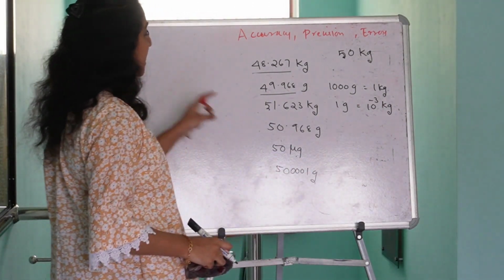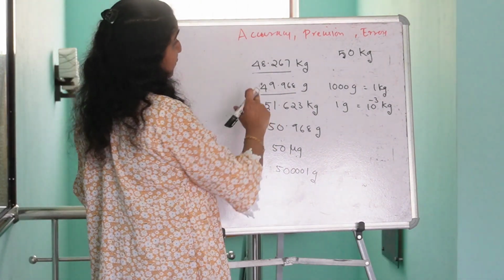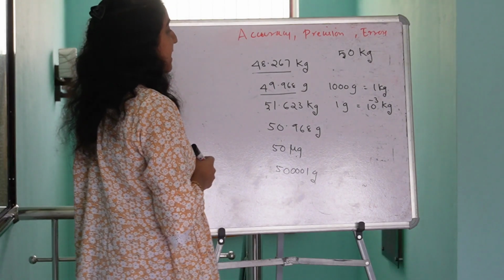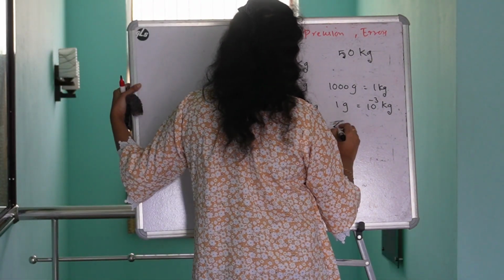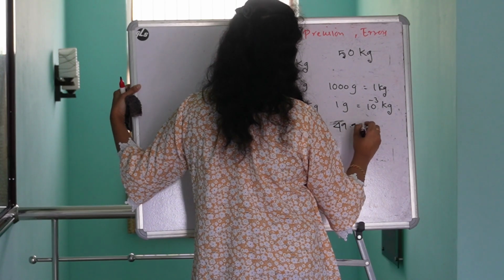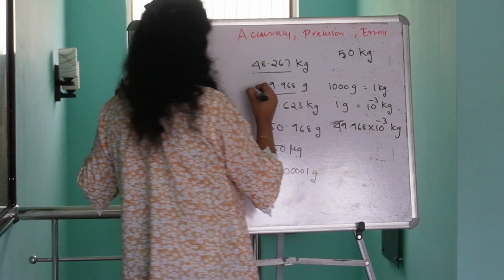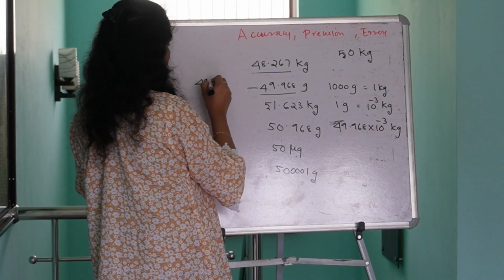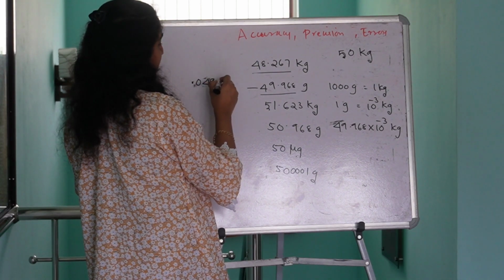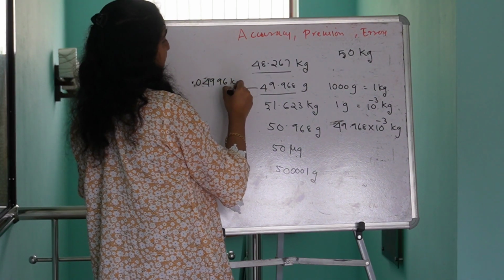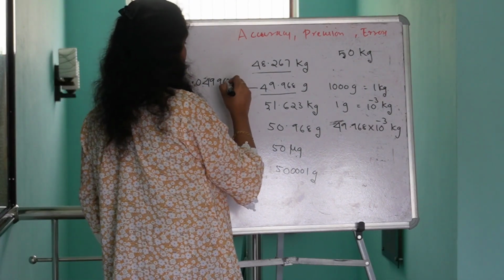So here I have to find what 49.968 gram is in kilogram. I simply multiply 49.968 into 10 power minus 3 kilograms. This value becomes 0.049968 kilogram. Is it clear?